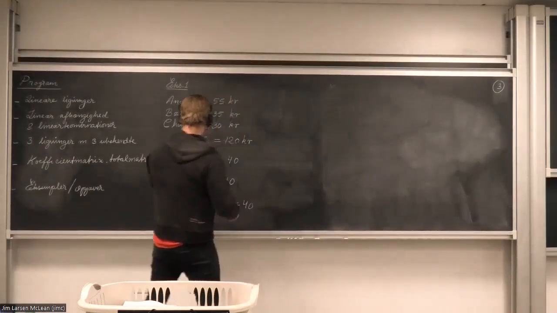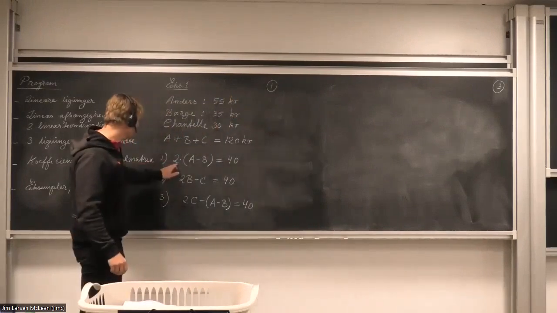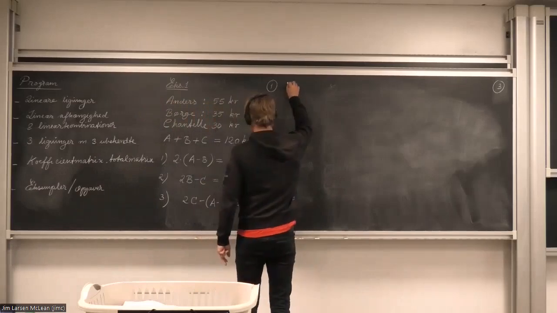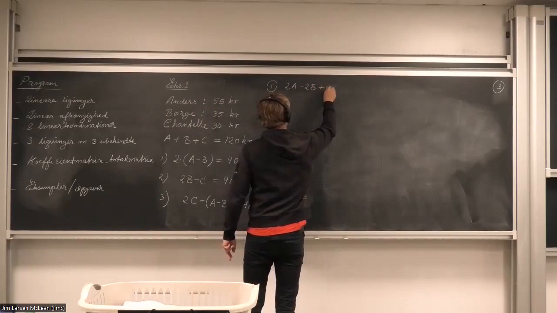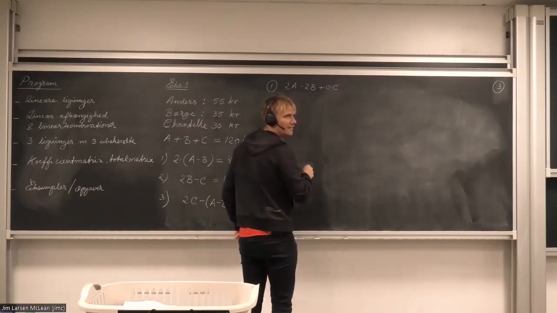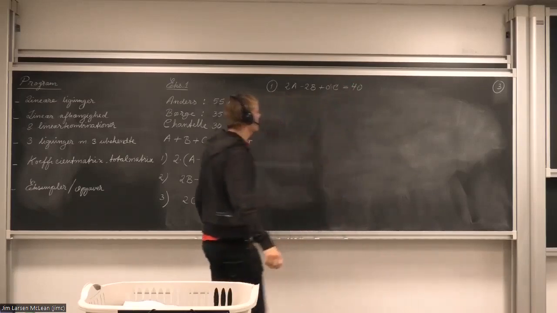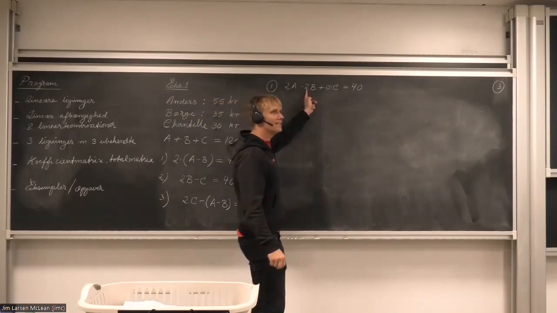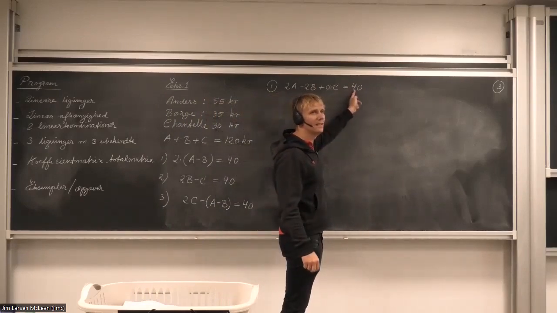Now the first equation, how does it look if I just rewrite it again? It says 2A minus 2B equals 40. So I write it as 2A, minus 2B, 0C, and it should be equal to 40. Now it is written in standard form: some number times the first unknown, plus some number times the second unknown, plus some number times the third unknown, should equal a known number. It's called a linear equation.